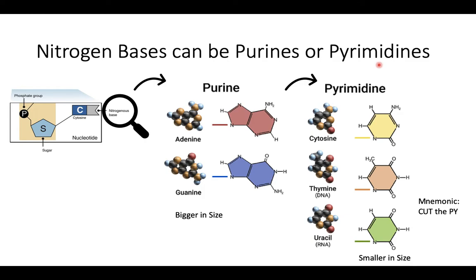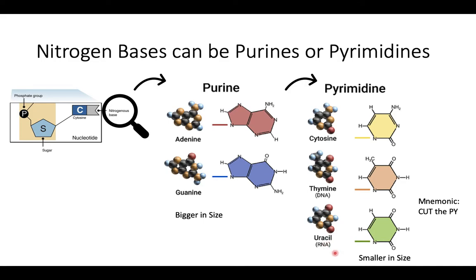Looking at the nitrogen bases alone, we can classify them as being purines or pyrimidines. What does that mean? Purines are molecules that look molecularly different than pyrimidines, and you don't need to know the whole molecular difference. All you need to know is that adenine and guanine are purines and that they are bigger in size. You can see how much bigger the purines are than the pyrimidines. The pyrimidines, which are smaller, are cytosine, thymine, and uracil in RNA.